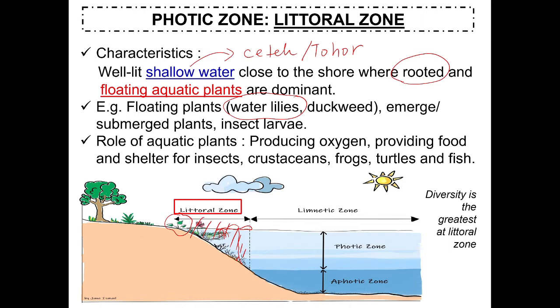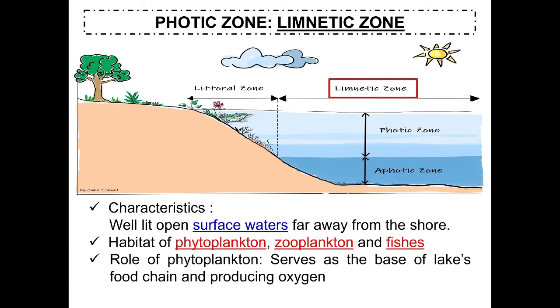The role of aquatic plants, as we know, is that plants are producers of oxygen and food. They provide food and produce oxygen. They also play a very important role as a shelter for insects, crustaceans such as prawn and shrimp, and also frogs, turtles and fish.